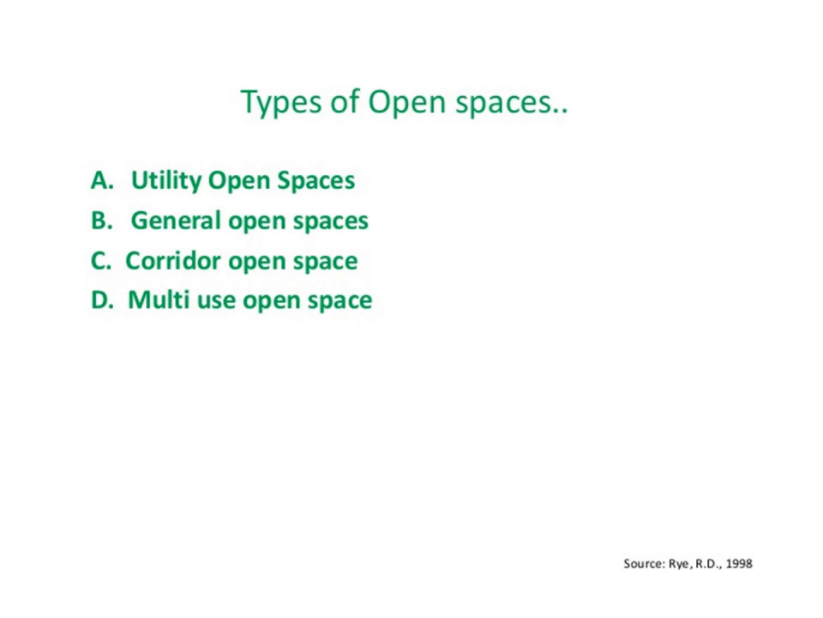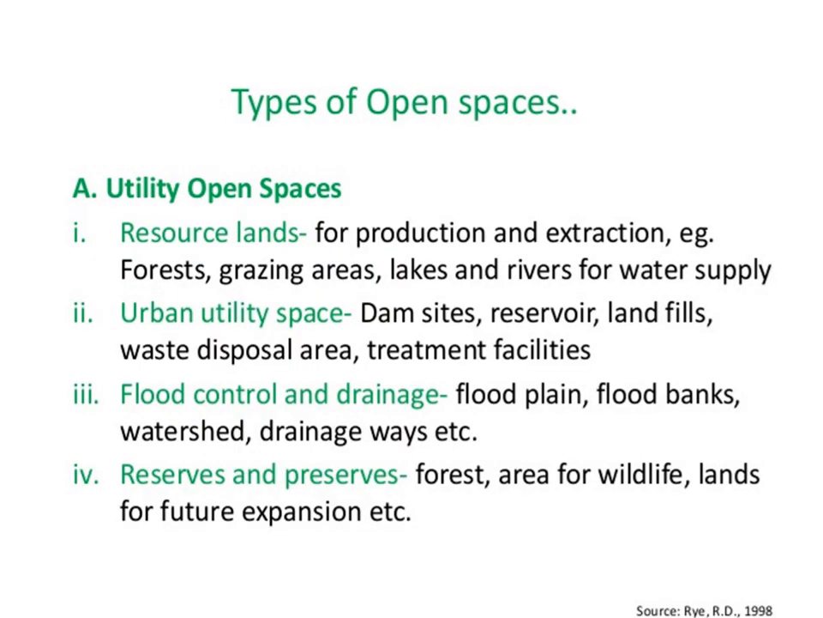Then types of open spaces. They have been categorized into 4 categories such as utility open spaces, general open spaces, corridor open spaces and multi-use open space. Then we are going to see what is the utility open space. It consists of resource lands, urban utility space, flood control and drainage, reserves and preserves.